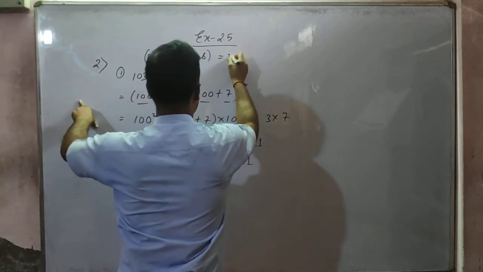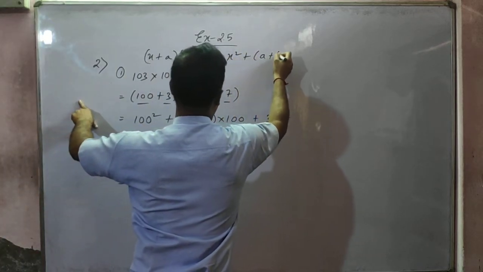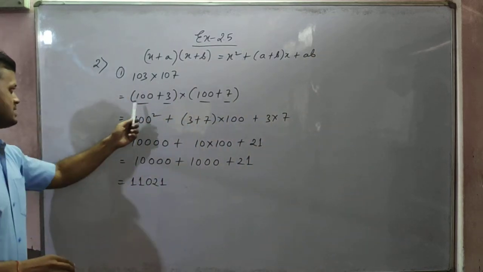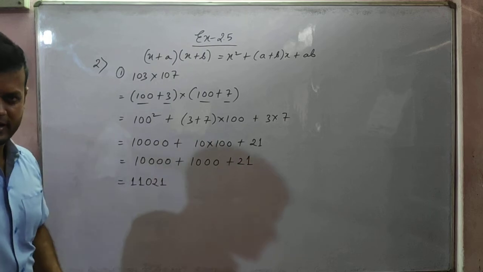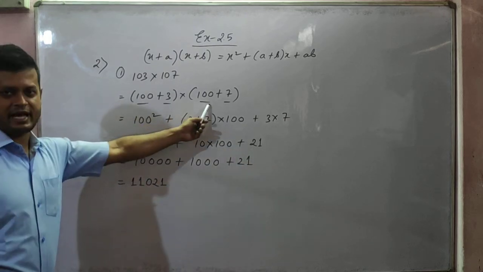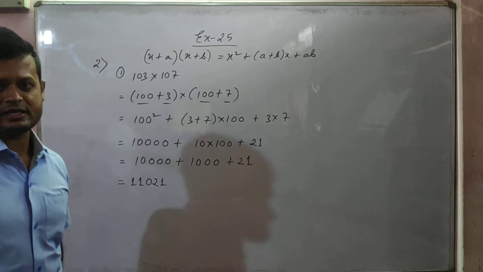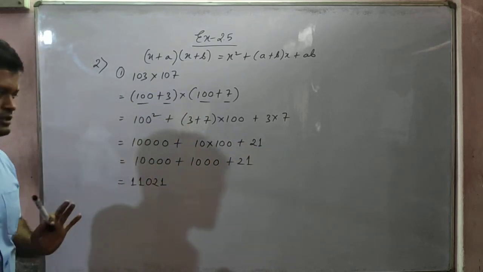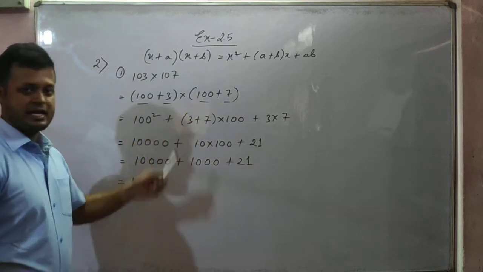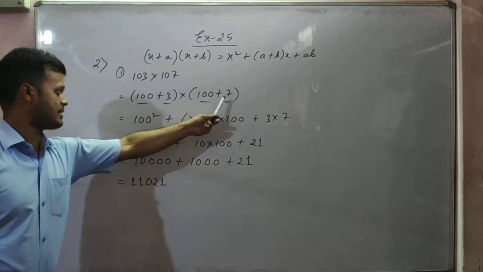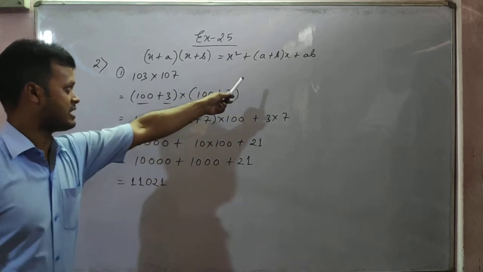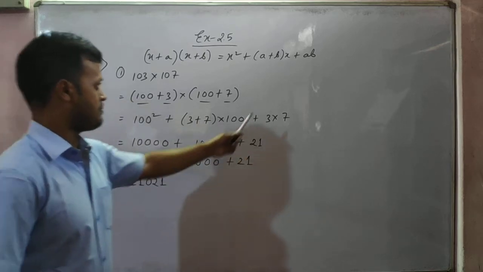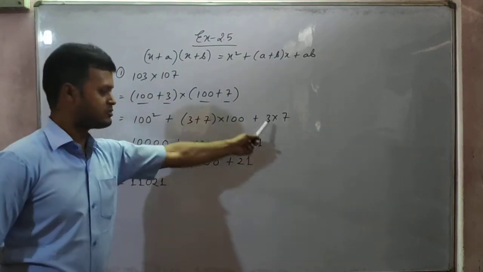What is the formula, students? Once again, x square plus (a plus b) x plus ab, isn't it? Here x means 100, a means 3 and b means 7. So first I will write x square, so 100 square, plus a plus b, so 3 plus 7, into x, which is 100, and plus ab. ab means 3 into 7.